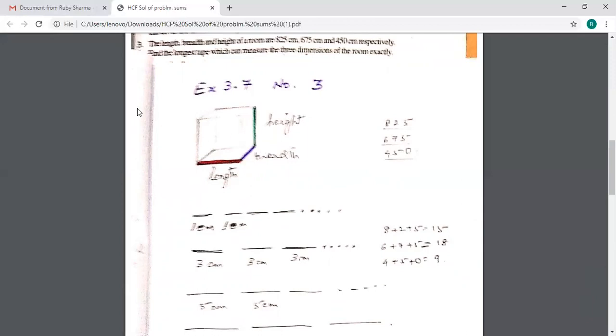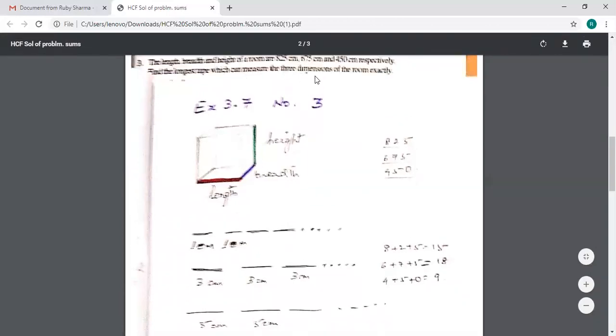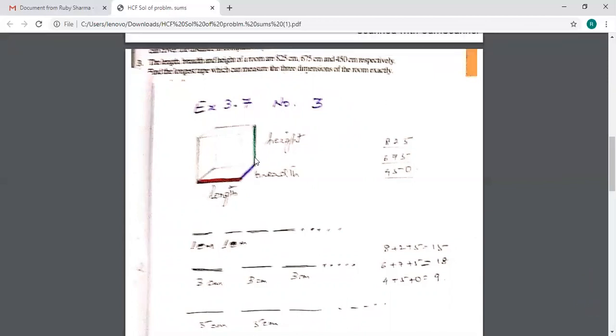Now you have to find the longest tape which can measure the 3 dimensions of the room exactly. That means you have to take a measuring tape which will measure the length, breadth and the height exactly. Now suppose I take a 1 centimeter tape, this 1 centimeter, it will go 825 times. This is 675 and the height is 450 times.